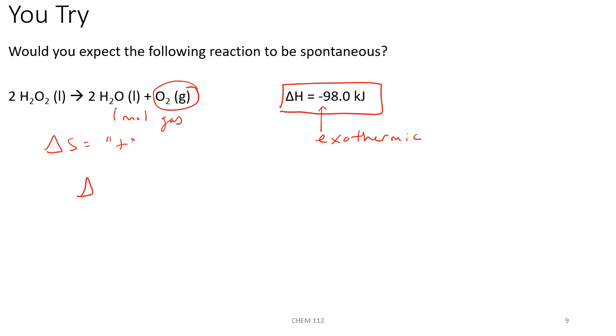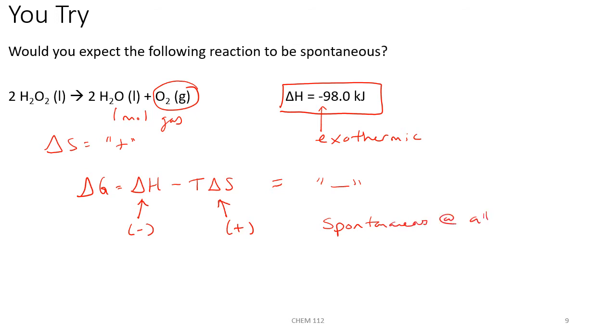So according to the Gibbs free energy, delta G equals delta H minus T delta S. When we plug in our signs for delta H and delta S, no matter what, the algebra is going to work out that delta G will always be a negative value. So this reaction will be spontaneous at all temperatures.